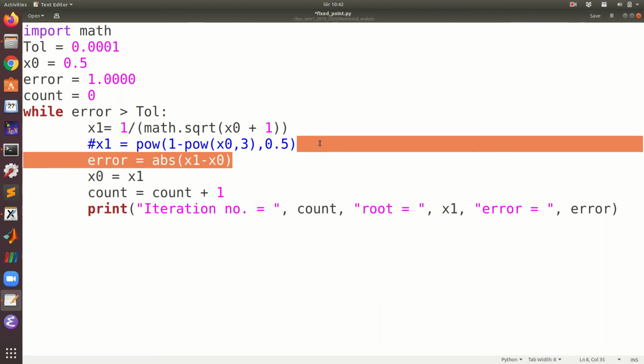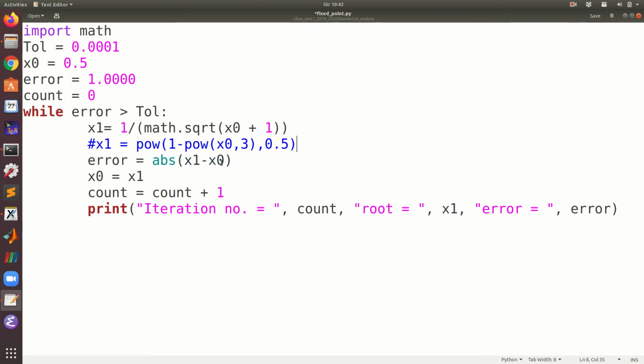This was the form 2 which we had. And then the error, I come here. This is commented for now, it is not running, but I will just run it later on to show you that one of them worked and the other did not work. Then the error is simply the value of x1 I get minus the value of x0.